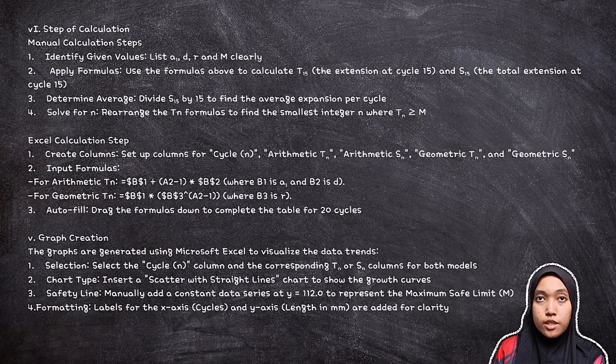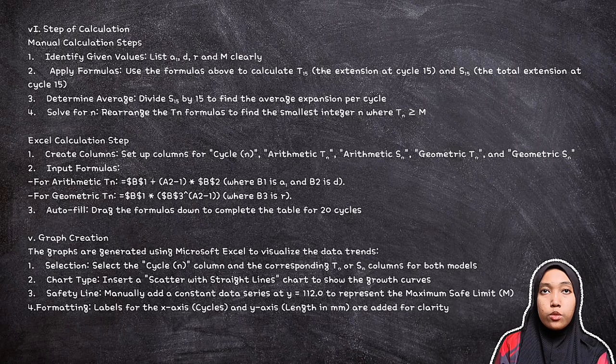For Excel calculation steps, first we need to create columns. Set up columns for cycle n, arithmetic Tn, arithmetic Sn, geometric Tn, and geometric Sn. And then secondly, we need to input the formulas for arithmetic and geometric. And lastly, we need to autofill. We need to drag the formula down to complete the table for 20 cycles.